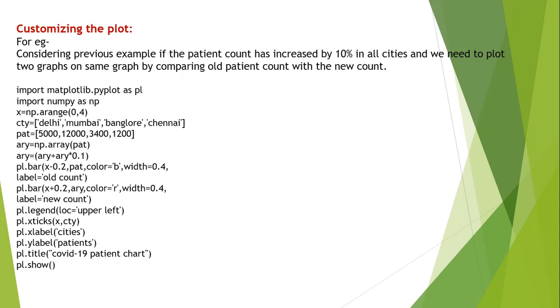plt.bar(x minus 0.2, PAT, color is equals to b, width is equals to 0.4, label is equals to old count), plt.bar(x plus 0.2, ARY, color is equals to r, width is equals to 0.4, and label is equals to new count). See, different terms are mentioned here which you might be seeing and you would be confused about why they are being used here. So let's see why these things are used.